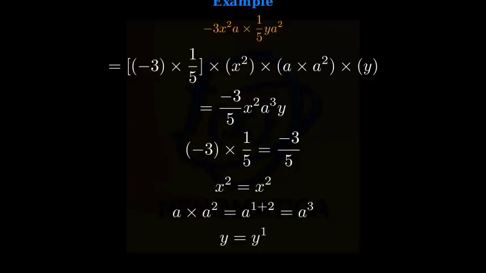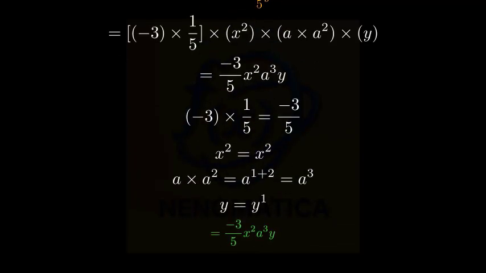Negative 3 times 1/5 equals negative 3/5. X squared remains x squared, as there's only one x term. A times a squared equals a cubed, and y remains as y. Our final answer is negative 3/5 x squared a cubed y.